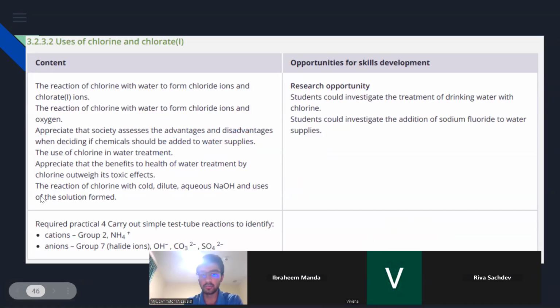So why do we add chlorine to water? Well, to kill the bacteria. Chlorine is toxic. Why do we still add it to water? Well, because a tiny bit of chlorine is going to do a lot less harm than lots and lots of bacteria. So that's pretty self-explanatory.